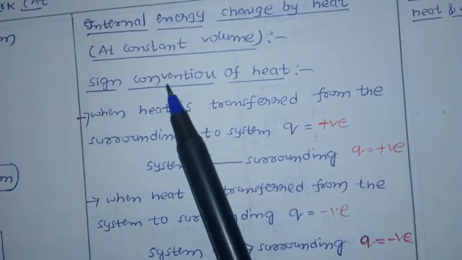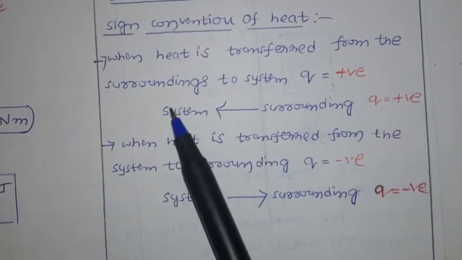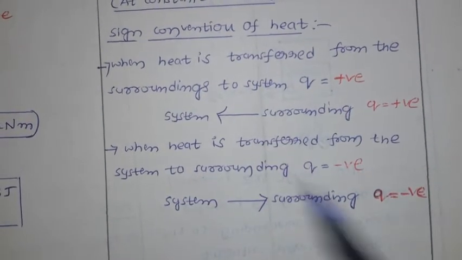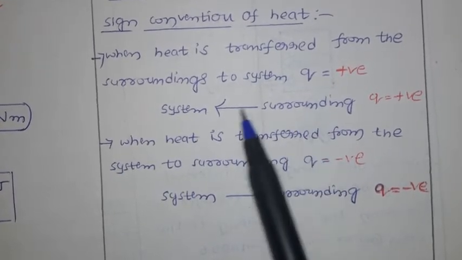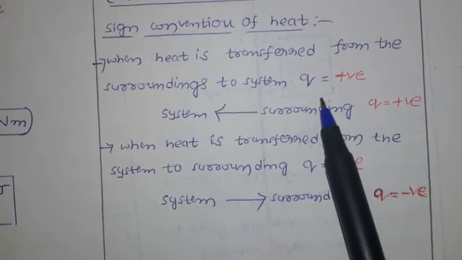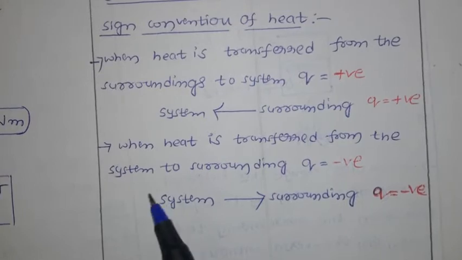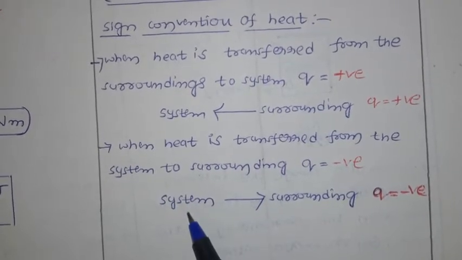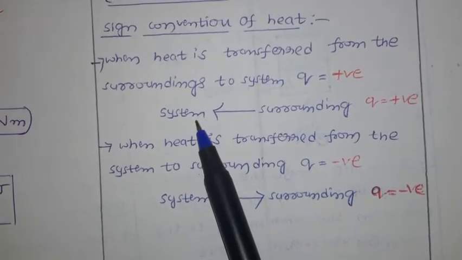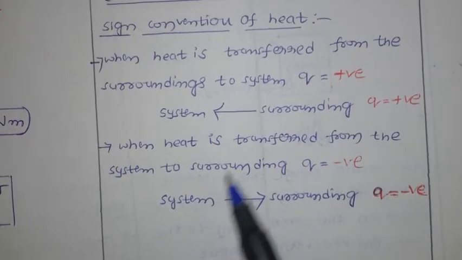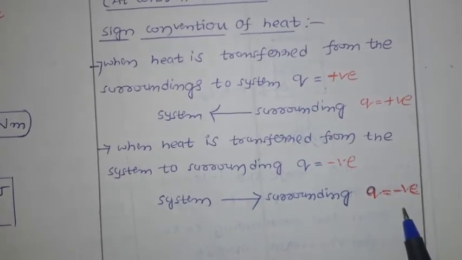Okay, so in the sign convention of heat, when heat is transferred from the surrounding to the system, the system is taking the energy and the surrounding is giving it. So Q is positive. When heat is transferred from the system to the surrounding, the system is losing the energy and the surrounding is taking it. Simply, system taking the energy means Q is positive, system losing the energy means Q is negative. This sign convention is important.